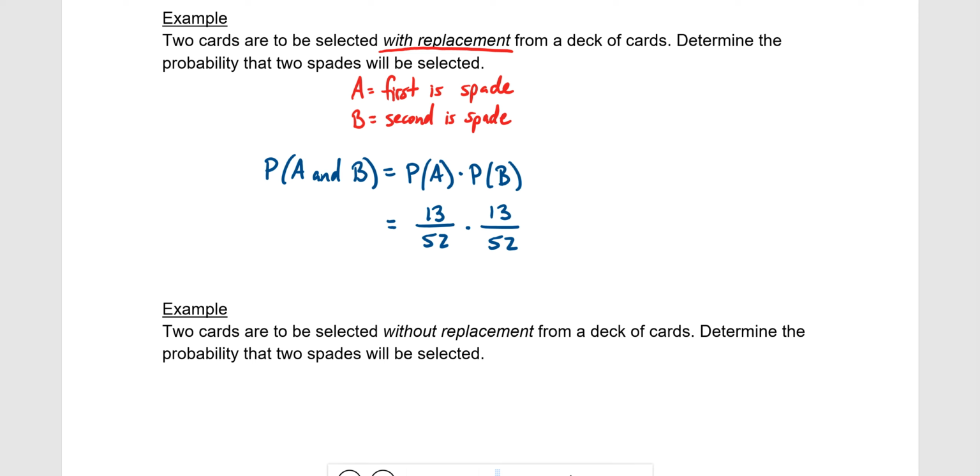When you multiply these, it's going to be in your interest to reduce them first. 13 out of 52 reduces to 1 over 4. So it's 1/4 times 1/4. That's going to give us 1/16. And we have to remember that when we multiply fractions, we don't need common denominators. We multiply straight across. 1 times 1 is 1. 4 times 4 is 16.